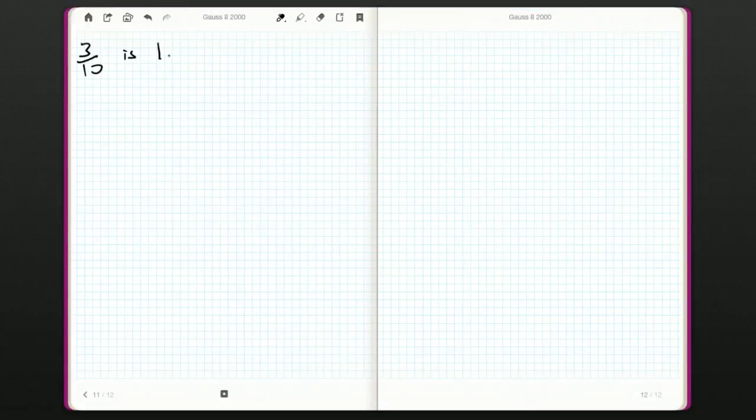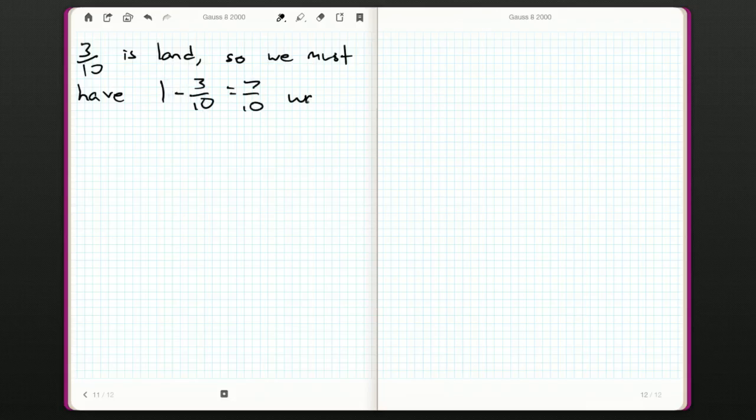So 3/10 is land. So if we want the rest, the things that are not land, we take how much land there is and we subtract it off of 1. 100% of the Earth is Earth. 3/10 of it is land. So the whole Earth minus the 3/10 of the Earth that's land. So 7/10 of the Earth is water. Okay.